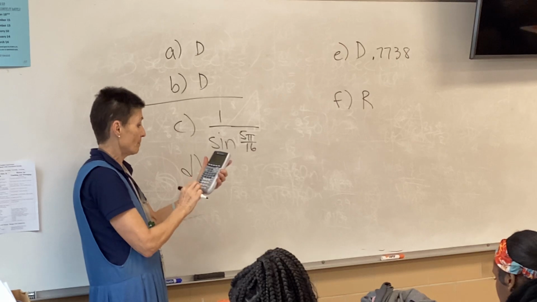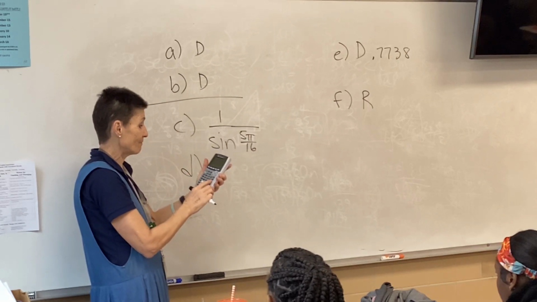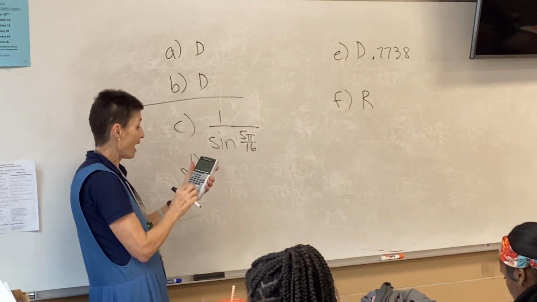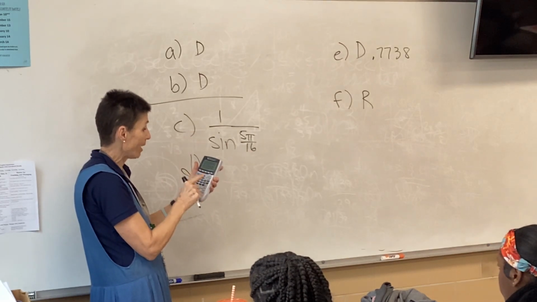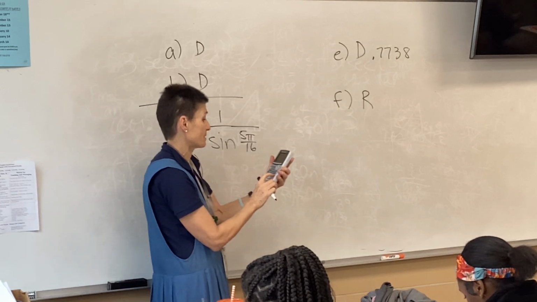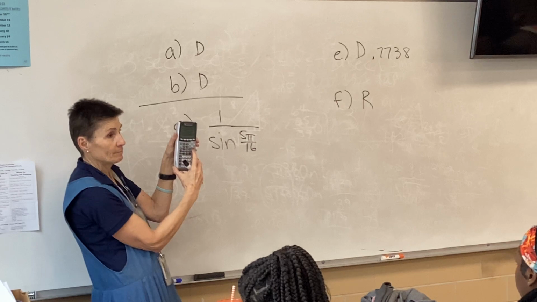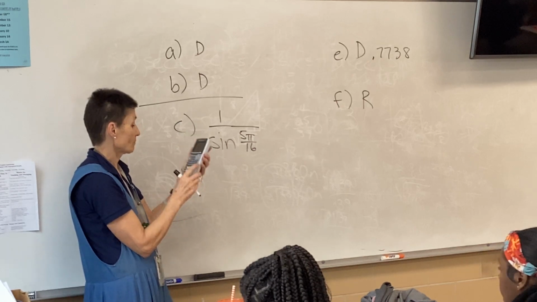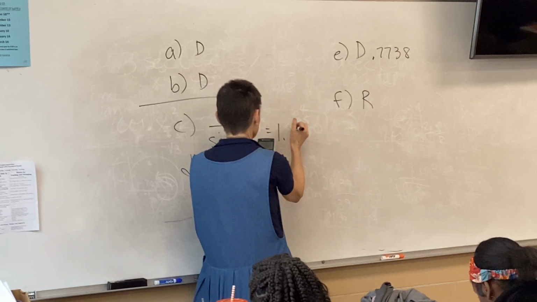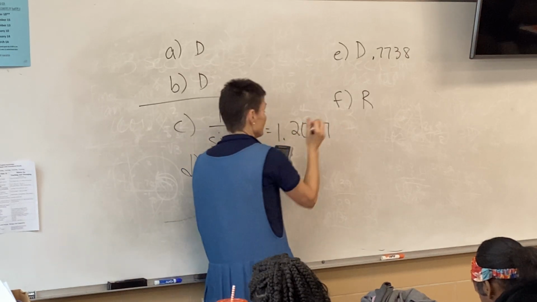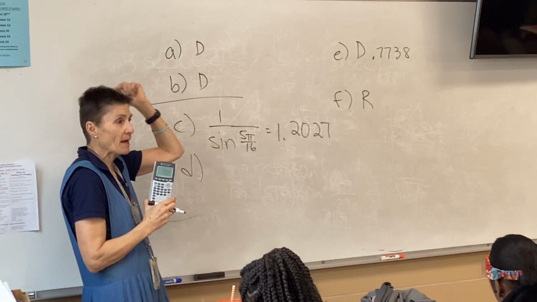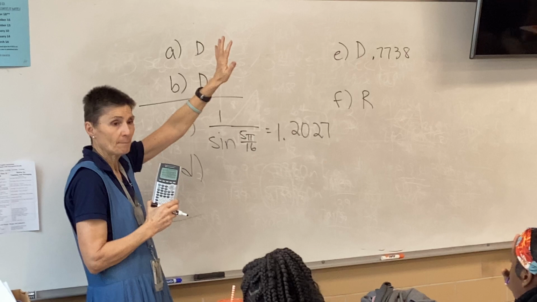Physically type 1 divided by sine, and then 5 second pi divided by 16. Pi is right under your clear button, is your pi. And if you did it right, you got 1.2027. Who got that? Hands up all over.